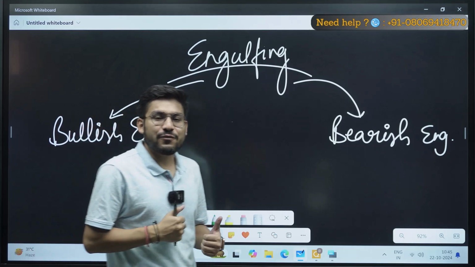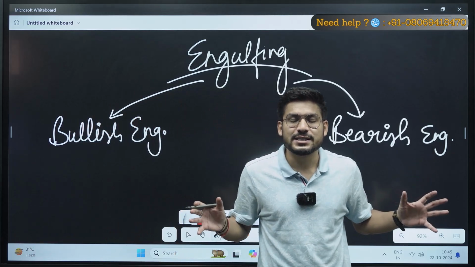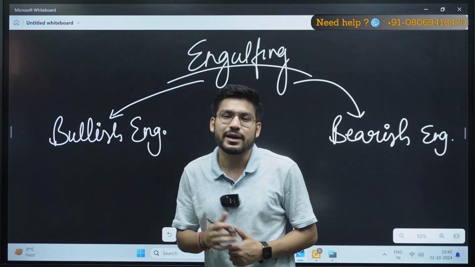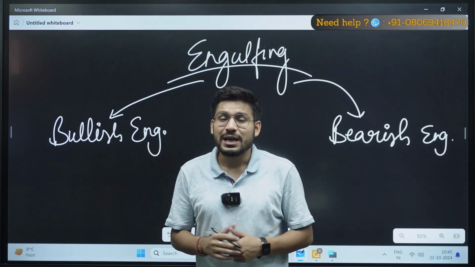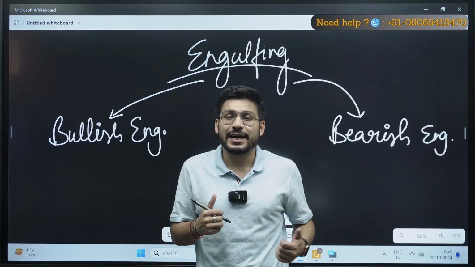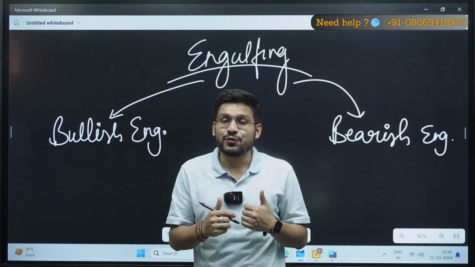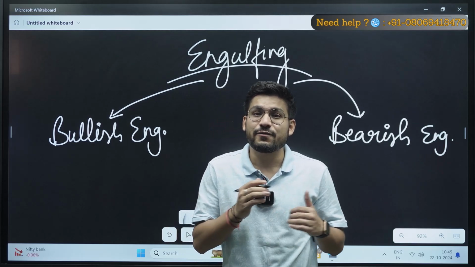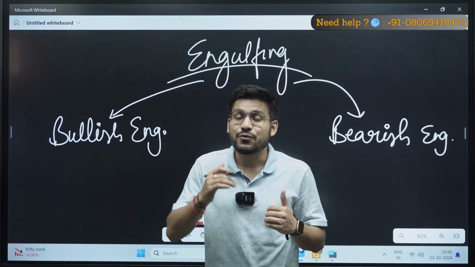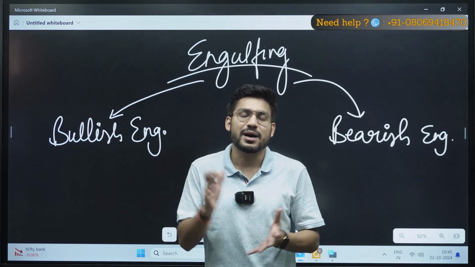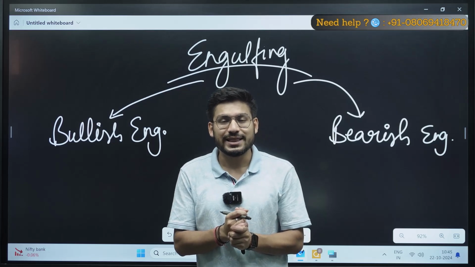Now generally, when we are talking about engulfing candles, they show a reversal in the market. But what if I tell you that, instead of a reversal, it can also show you at which place you have to take the entry when the market is moving in a fast manner, or you can say in a trending market. So we will be looking at that as well.